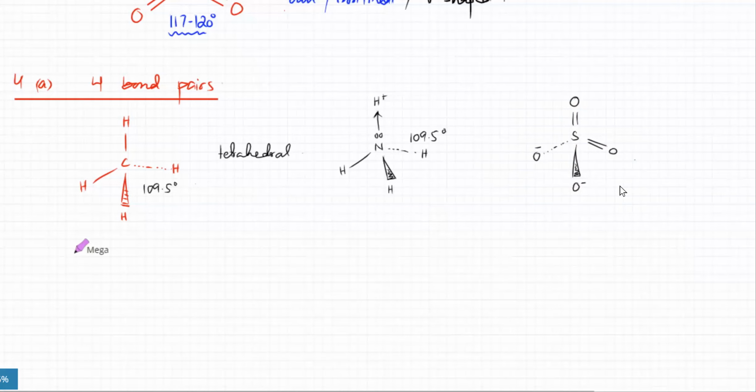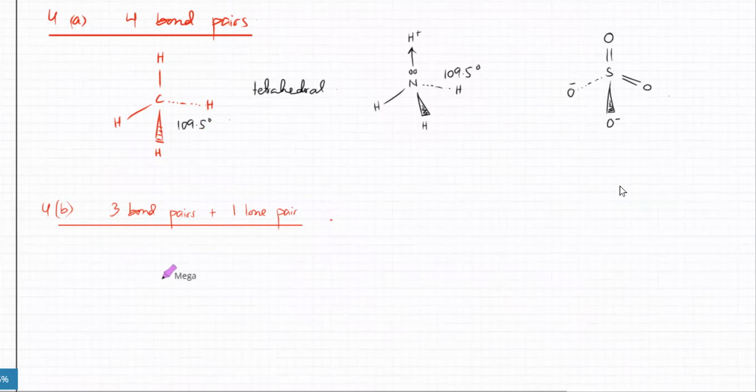First one is for part B, which is that in 4 part B, you will have 3 pairs of bonds and 1 lone pair. So if you have 3 pairs of bonds, the shape would be exactly the same. It's still basically 4 pairs. So the shape would be exactly the same, except that there's a lone pair on one side. So NH3 is the main example for this. In NH3, the shape is still derived from a tetrahedral shape.